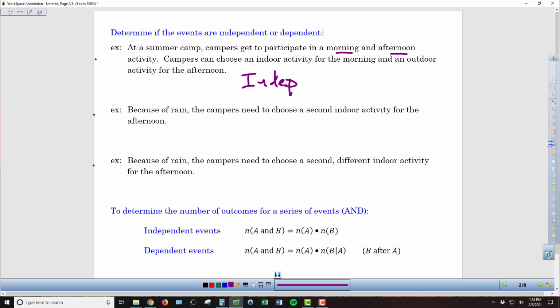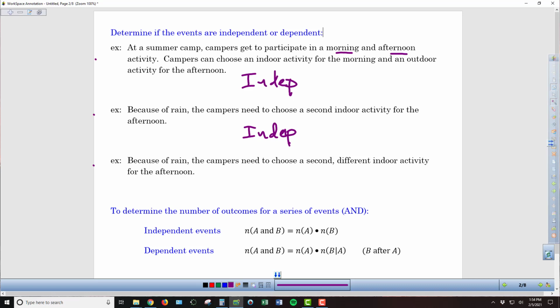In the second example, it says because of rain, the campers need to choose a second indoor activity for the afternoon. This is another example where we're going to categorize this as being independent events. And the reason is we choose the indoor activity to start off the morning. There's no mention of any kind of restrictions that we couldn't do the exact same thing the second time in the afternoon. Maybe we played badminton in the morning, we could play badminton in the afternoon.